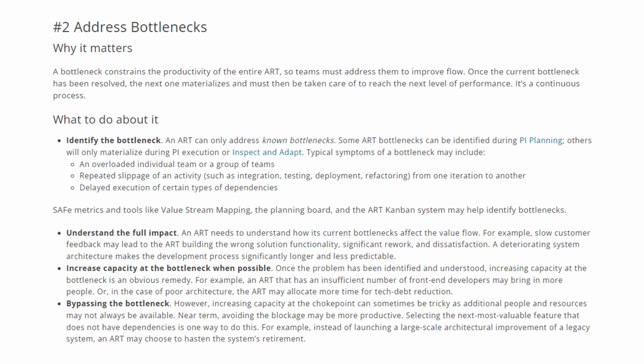The third option is bypassing the bottleneck. However, increasing the capacity at the bottleneck can sometimes be tricky, as additional people and resources may not always be available. Near term, avoiding that blockage may be more productive. Selecting the next most valuable features that do not have dependencies is one way to do this. For example, instead of launching a large-scale architectural improvement of a legacy system, an ART may choose to hasten the system's retirement.